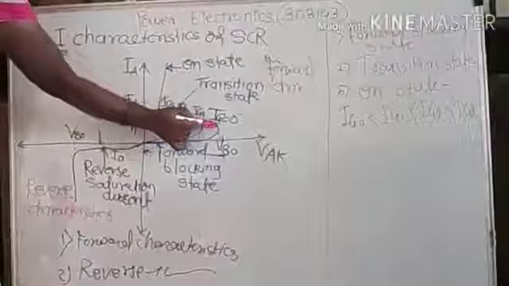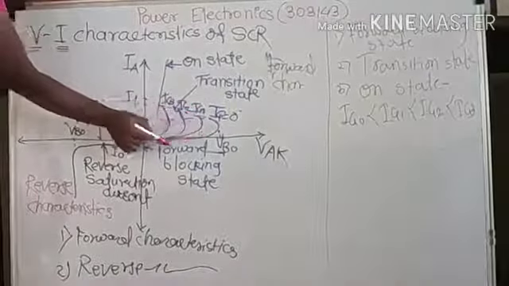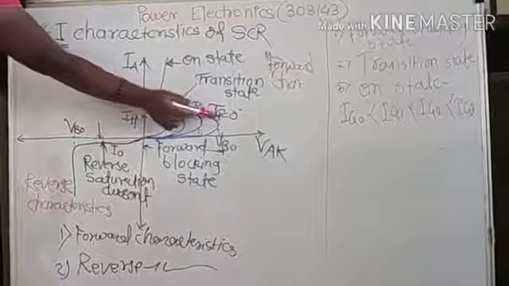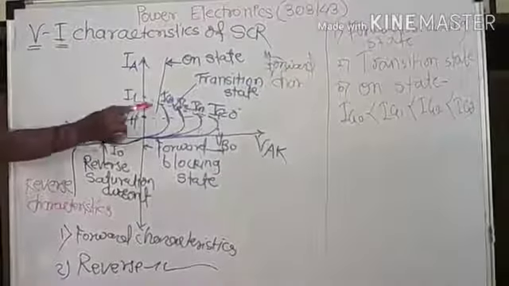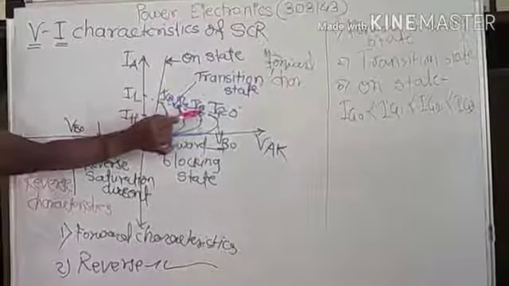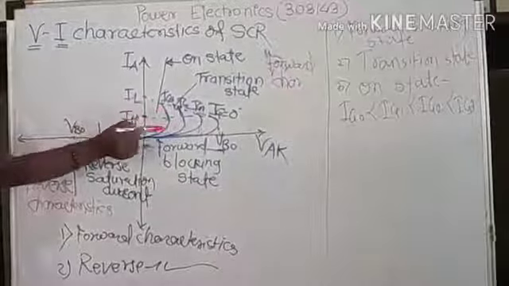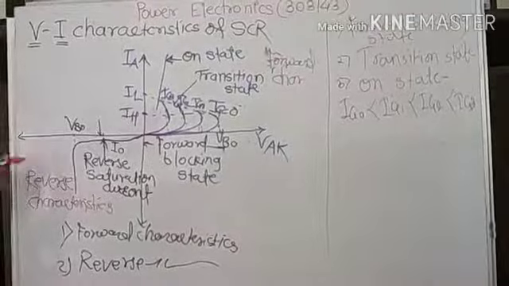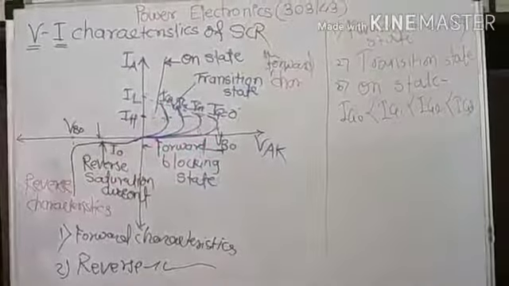See here, when IG is equal to 0, breakover voltage is very high. When IG goes on increasing, breakover voltage goes on decreasing. Again, IG2 is higher than IG1 or IG0, and at that time breakover voltage also decreases. Again, IG3 is higher than IG2, IG1 and IG0, and breakover voltage also decreases. From this, we conclude that by increasing gate current, breakover voltage goes on decreasing.